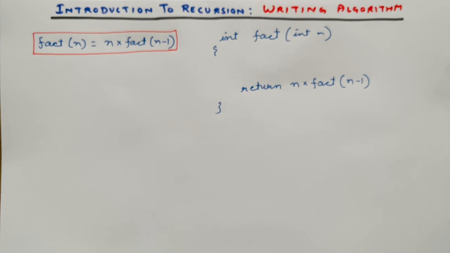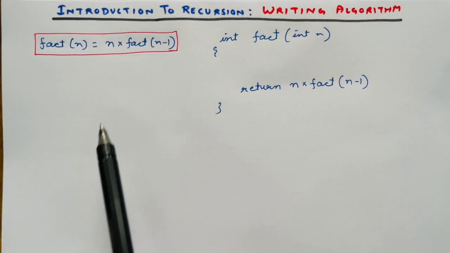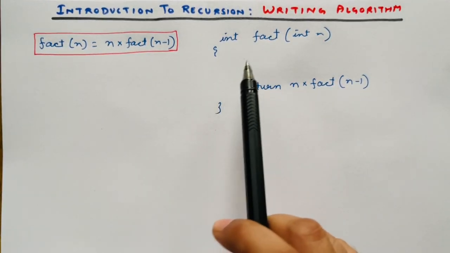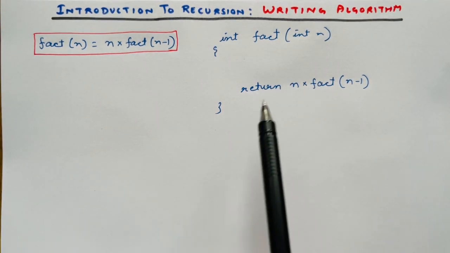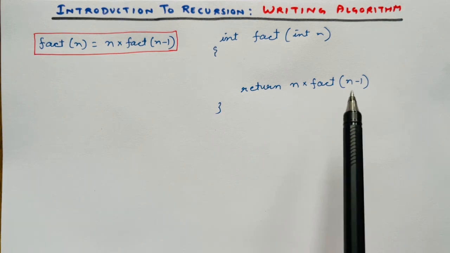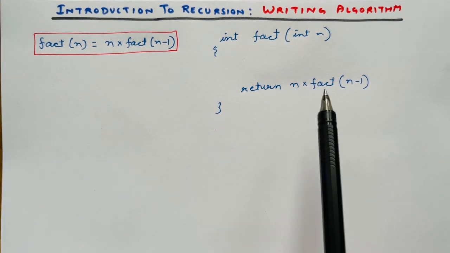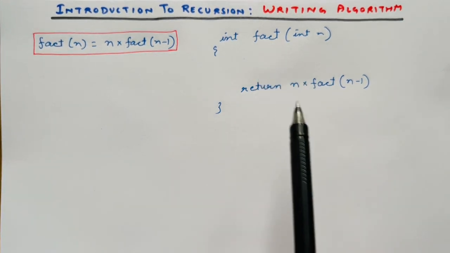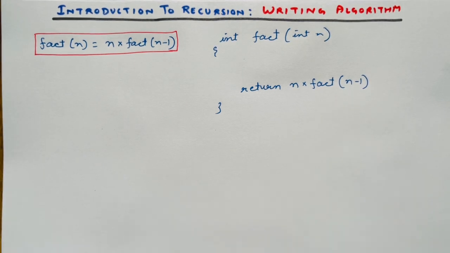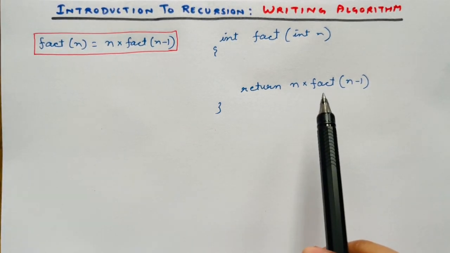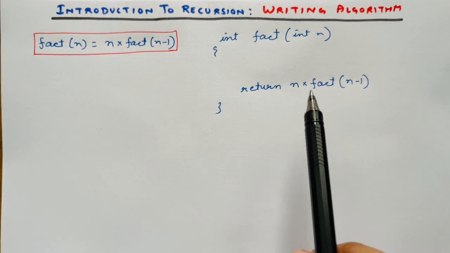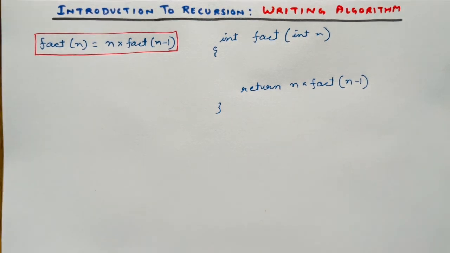So if we try to write the algorithm for our factorial method, it will be very simple. We will have a method that takes an argument as integer n and it will return n into factorial n minus 1. Here basically we are calling the same method again but with a different input and precisely a smaller input. This is the characteristic of recursion. In recursion, we call the same method again and again. The method calls itself again and again.